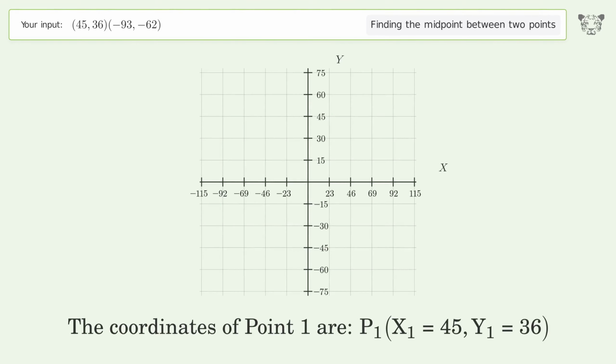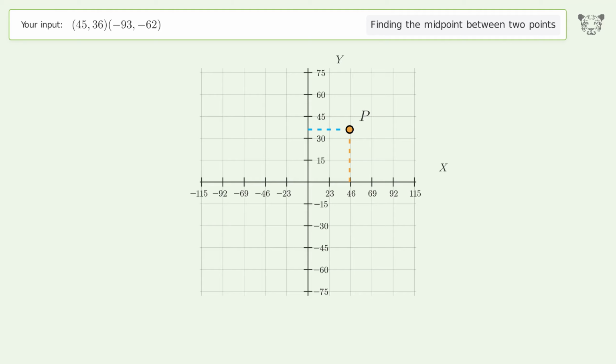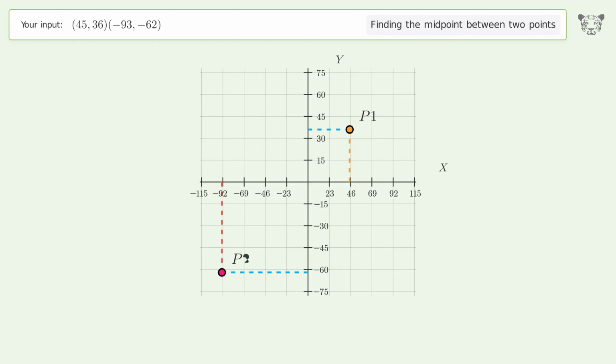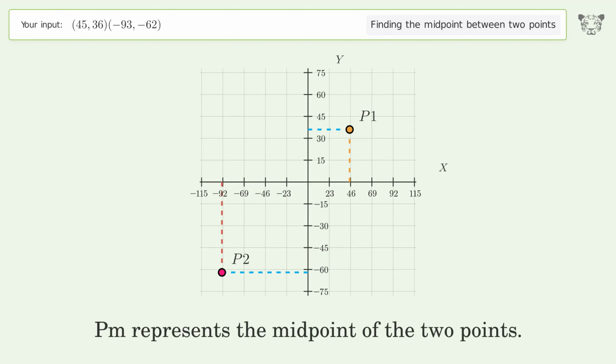The coordinates of point 1 are x1 equals 45, y1 equals 36. The coordinates of point 2 are x2 equals -93, y2 equals -62. PM represents the midpoint of the 2 points.